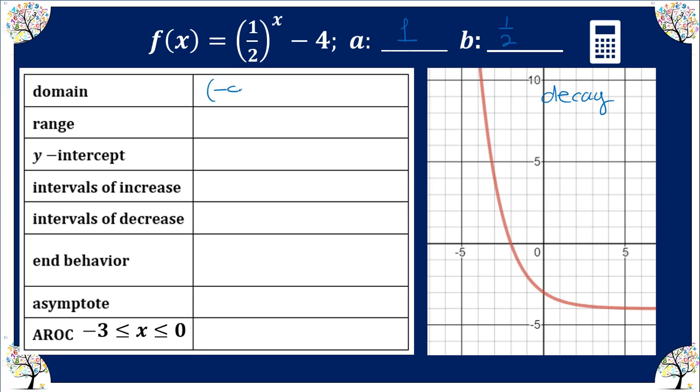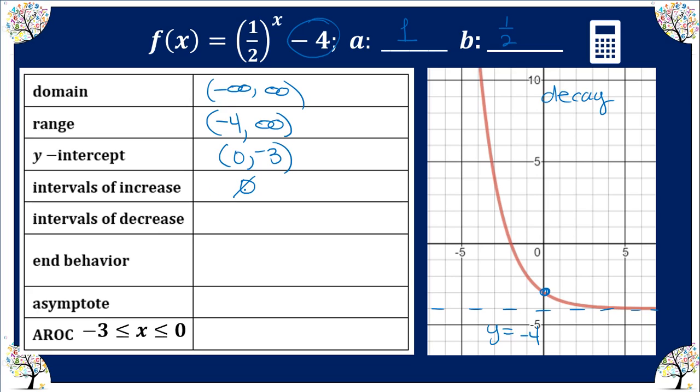My domain is all real numbers. My range depends on the asymptote of y equals -4. Again, some of you are noticing a pattern. So the least value that y can be is right up to the -4, and then it goes forever up. Always put your least number first. My y-intercept is 0, comma, 1, negative 1, negative 2, negative 3.